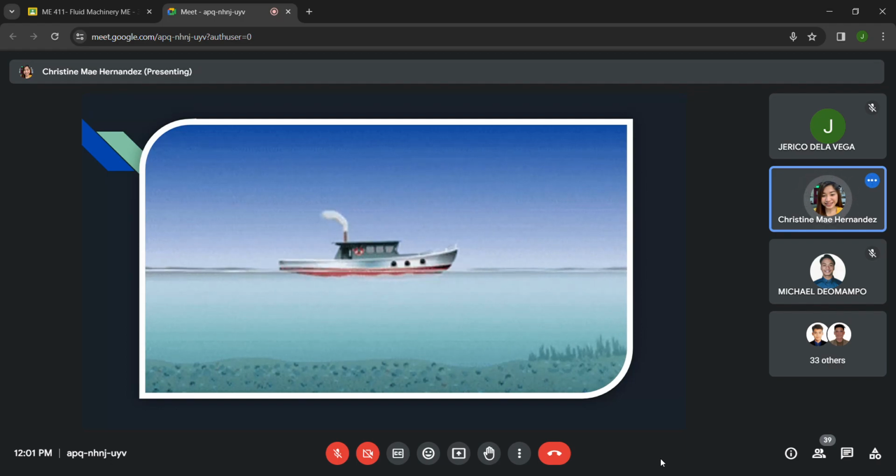Kumbaga, di ba, water density. Di ba, ang density ng water. Then, nagkaroon, di ba, sabi kanina, air spaces inside the ship. Yun yung kaya nagkakaroon tayo ng lower average density than water. Eh ngayon, pumasok na yung water sa loob ng ship. So kaya si Titanic ay lumubog. Okay.